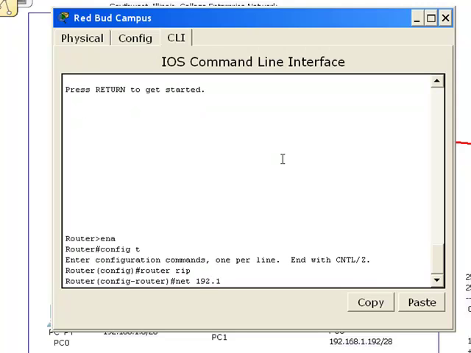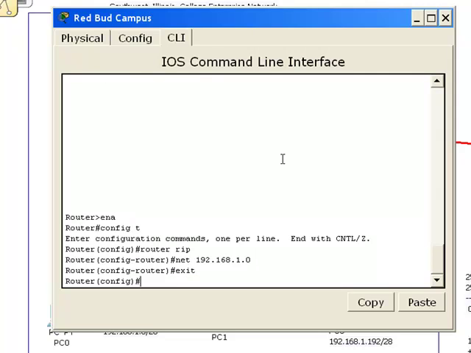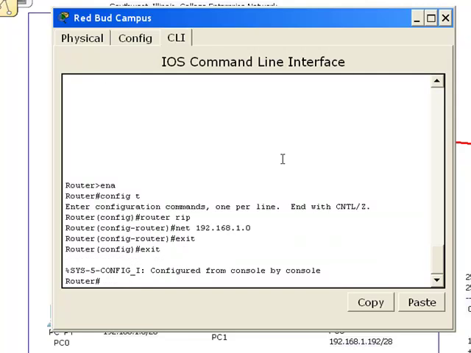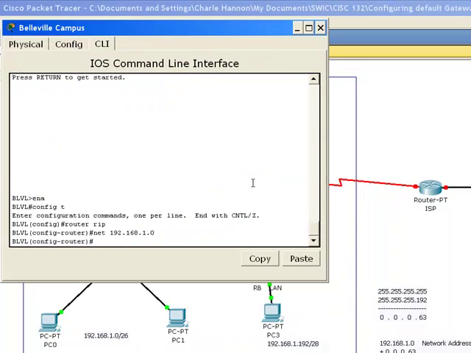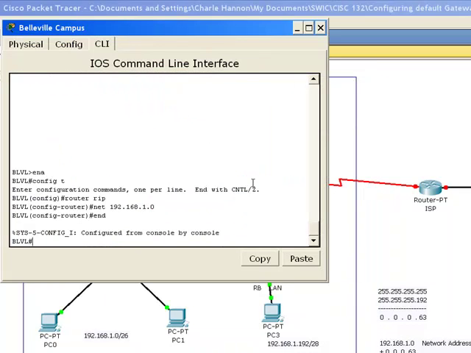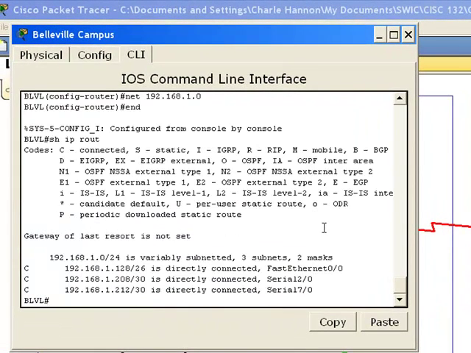Now, we're going to find out here real soon that this doesn't actually work. RIP version 1 in this situation does not work. I don't want to spend a whole lot of time on this, but let's look at the Belleville router, and we'll do a show ip route. And notice we're not getting any routes here. We're not getting anything at all.